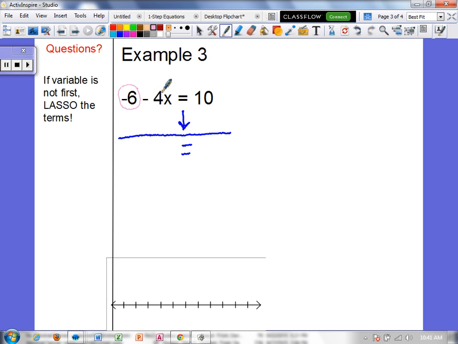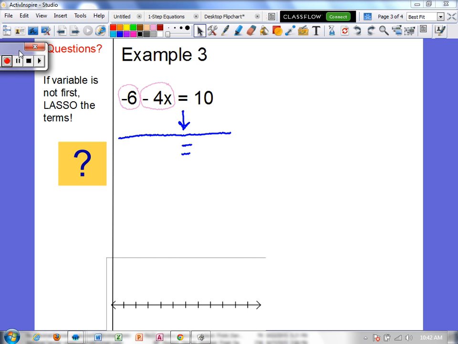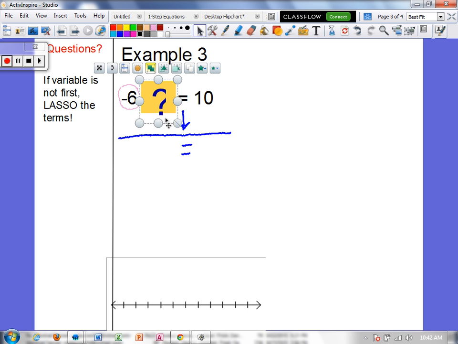This is -4x. This sign is in front of that term, so it needs to stay with it. I want to lasso them together. So I need to keep in mind that this negative goes with the 6, and this subtraction sign goes with the 4x. All right, so I want to move that constant. Okay, so I've brought back the question mark. This value is what I don't know. Just that -4x. I don't know what that means.